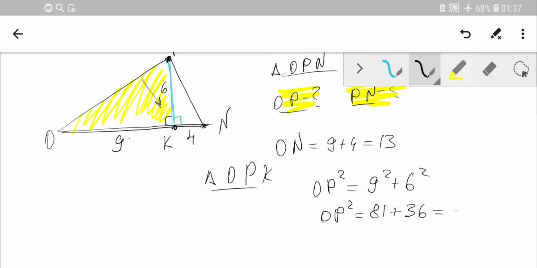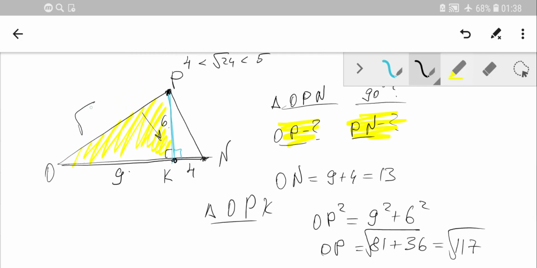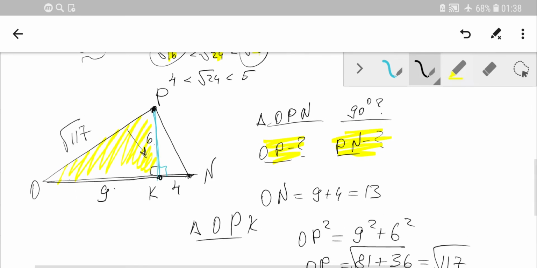So we'll get 117, right? That's what we have for OP squared. And in order to find OP, we just simply need to take the square root of it. So OP is the square root of 117. All right.